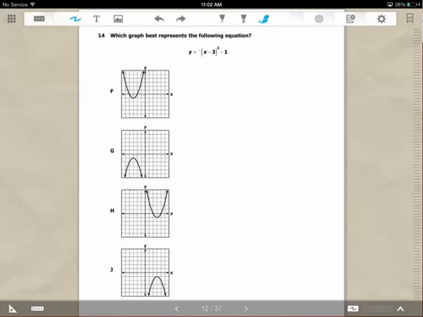Problem number 14, proficiency exam. Which graph best represents the following equation? y equals negative, in parentheses, x minus 3 everything squared, minus 1. 1, 2, 3, 4 options, F, G, H, J.